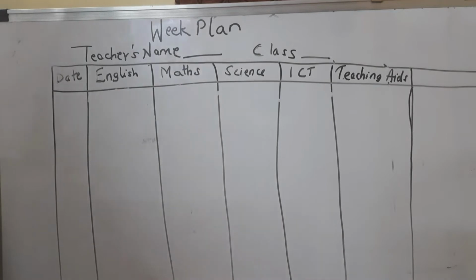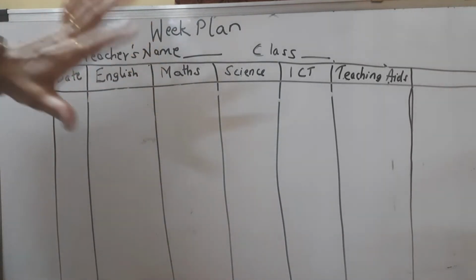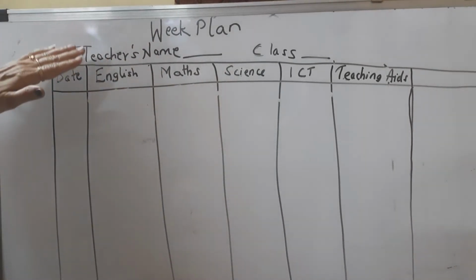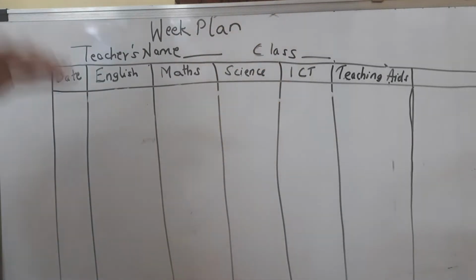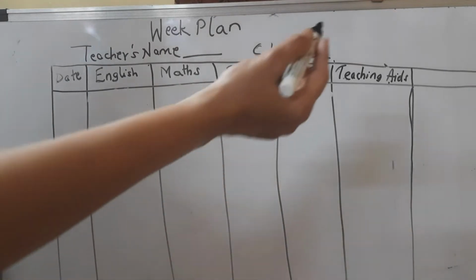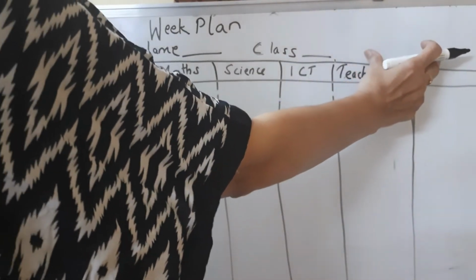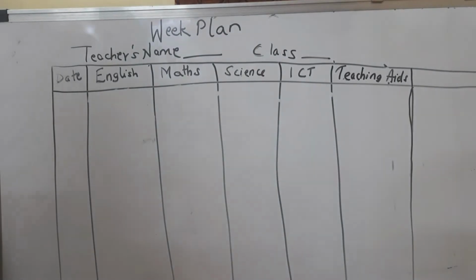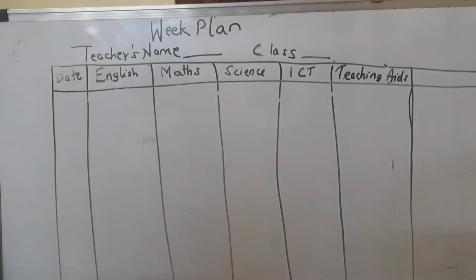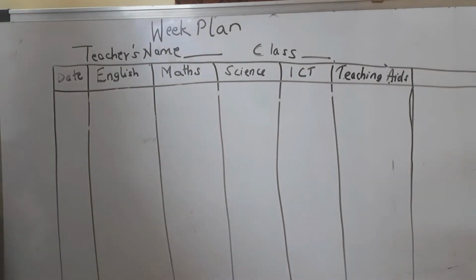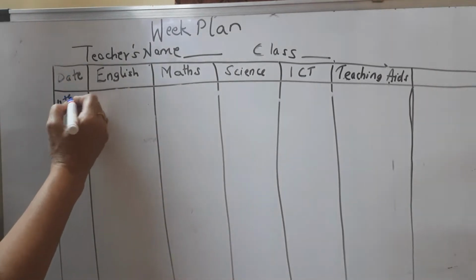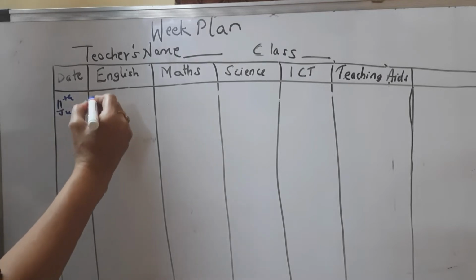So let's start. When you start making your weekly plan, you have to first write the teacher's name, your class, and the week you are planning. You will also be putting the dates of the week you're planning. Now, for example, I'm going to show you how to write one day. Suppose this is your 11th July, and I am doing my English.